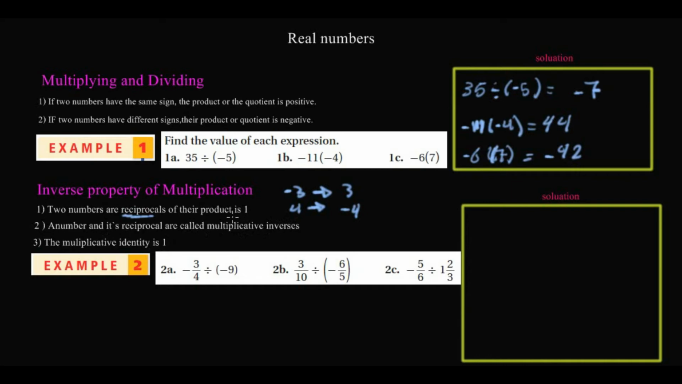As we said before, we have the additive identity, which is 0, because if we add 0 to any number, the answer doesn't change. So for multiplication, we have 1, which we call the multiplicative identity. Let's take an example to understand the three statements.